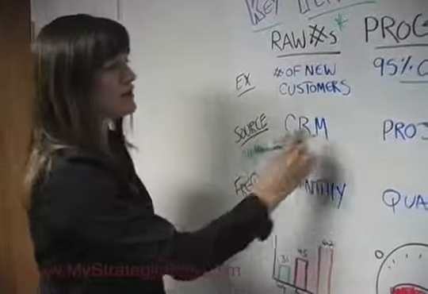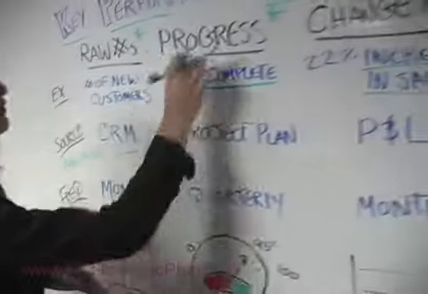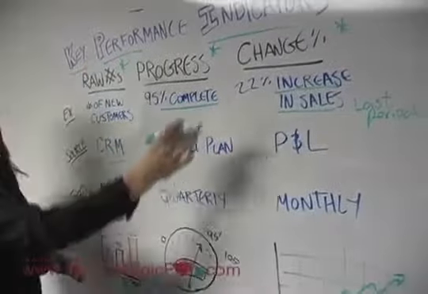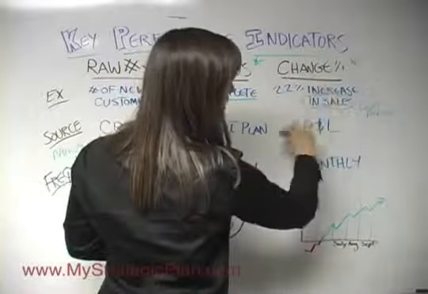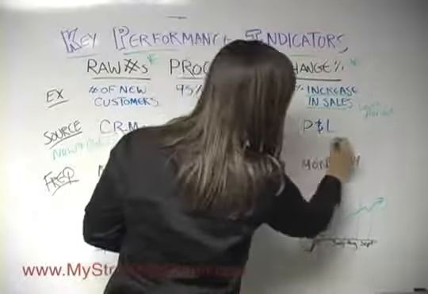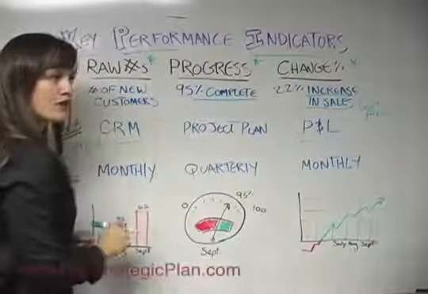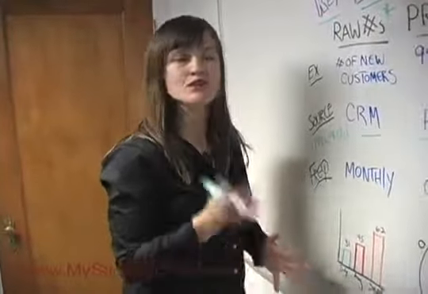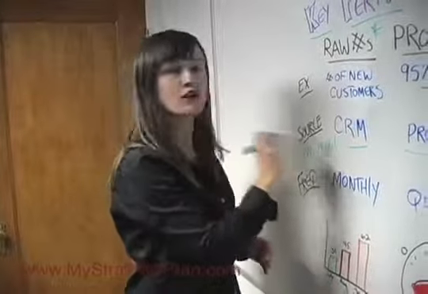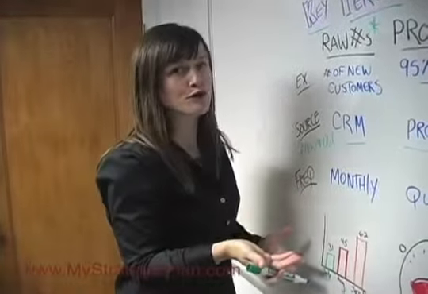So a source might be your CRM system. On your progress stuff, it might be your project plan. For a sales, a change metric, in this case it's sales, it might be your P&L, your financial system. So where are we getting the data? I think it's really important to actually include that note in your plan so you remember month over month what you're calculating.